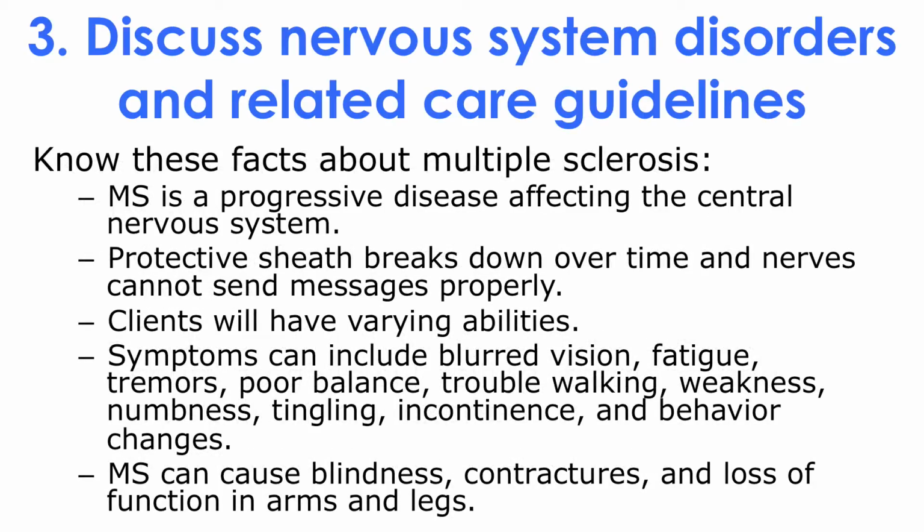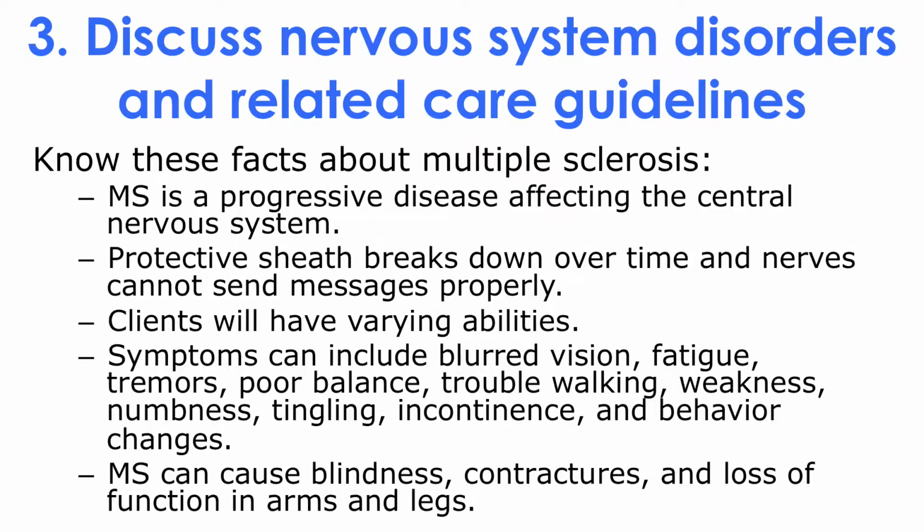The next one, other than Parkinson's, is multiple sclerosis. MS is, unfortunately, a progressive disease, and it affects the central nervous system, also known as the CNS. The protective sheath in your nervous system breaks down over time, and the nerves cannot send messages properly. Clients will have varying abilities. Symptoms can include blurred vision, fatigue, tremor, poor balance, trouble walking, weakness, tingling, incontinence, and behavior changes. MS can also cause blindness, contractures, and loss of function in the arms and the legs.